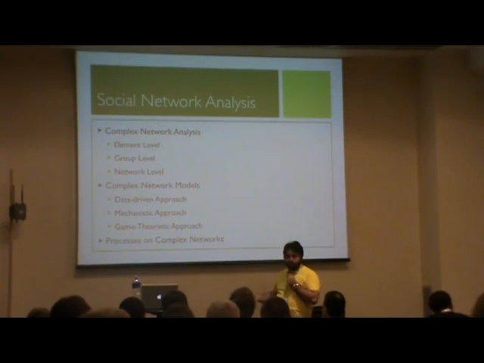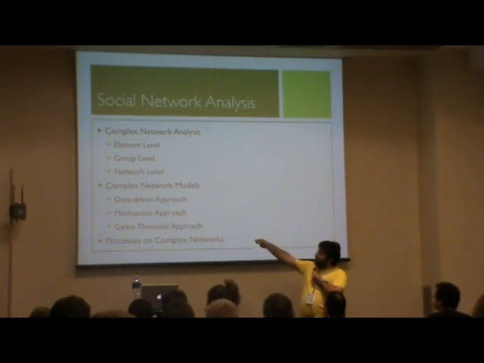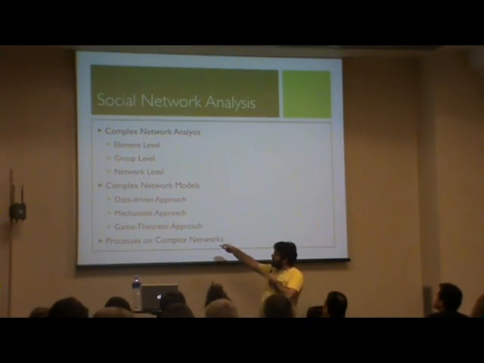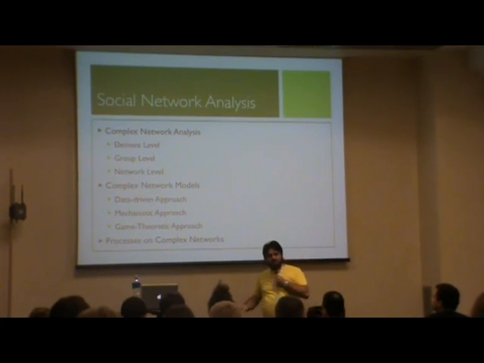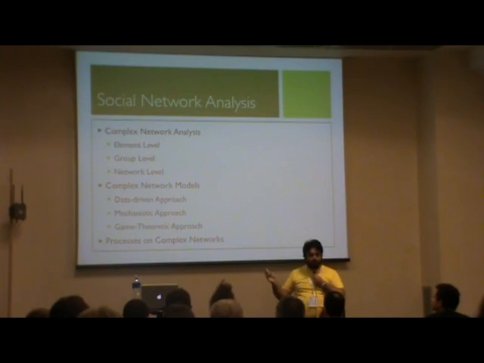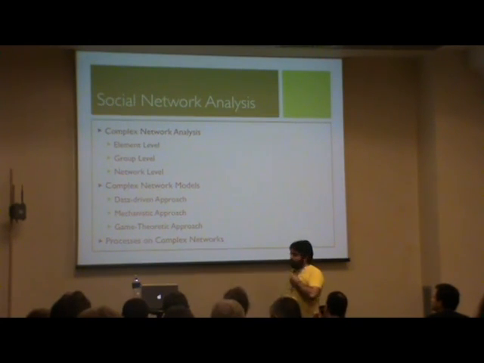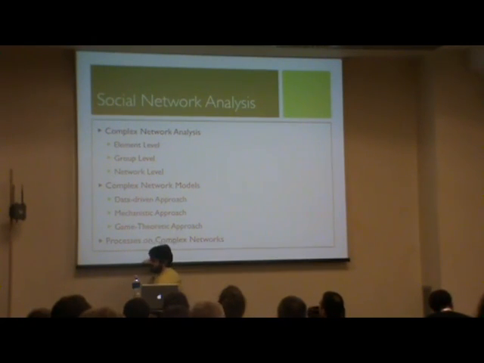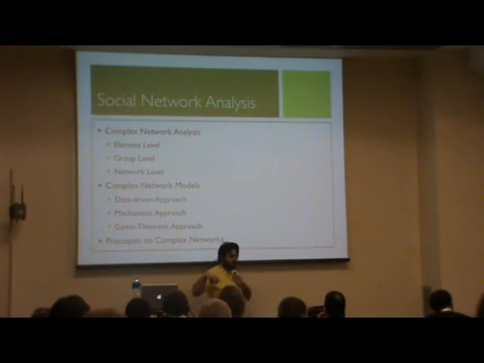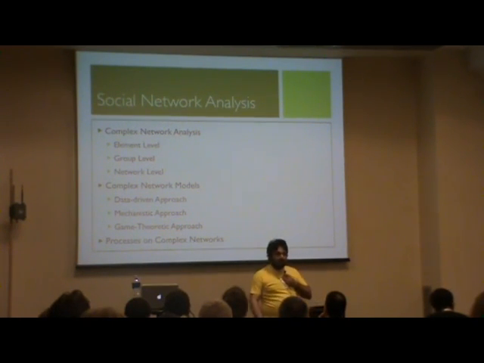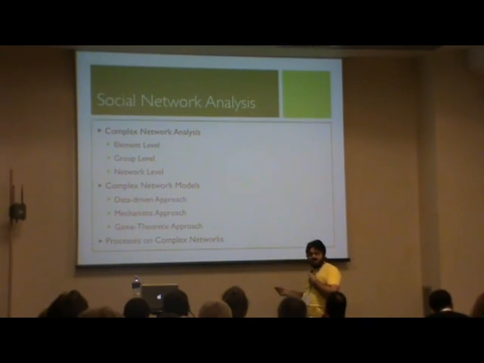This can be done in different ways, so we can just try to model one single network very closely, or we may be more interested in the mechanistic approach, so we try to see how people connect and see if our model of people interaction gives the right network. Or something like the game-theoretic approach, where network formation is seen as a process of equilibrium. Okay? And then we can also study processes on complex networks, like, for example, routing a message among people, okay? Or epidemic spread, diseases, that kind of stuff.